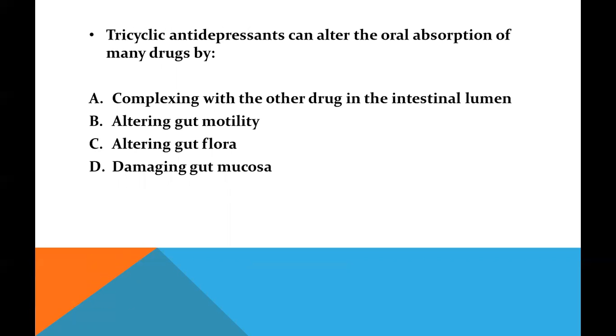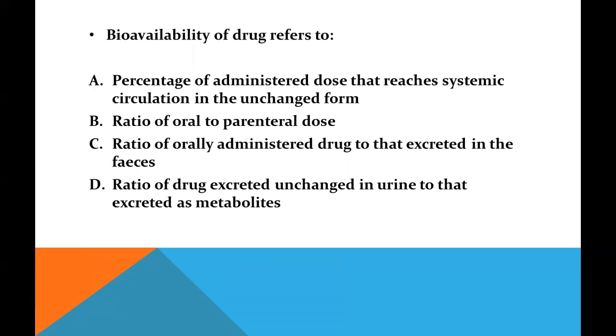The next question is, tricyclic antidepressants can alter the oral absorption of many drugs by, options are complexing with the other drug in the intestinal lumen. Option B is altering the gut motility. Option C is altering the gut flora. And option D is damaging the gut mucosa. So the correct answer is option B, altering the gut motility. So tricyclic antidepressants can alter the oral absorption by altering the gut motility.